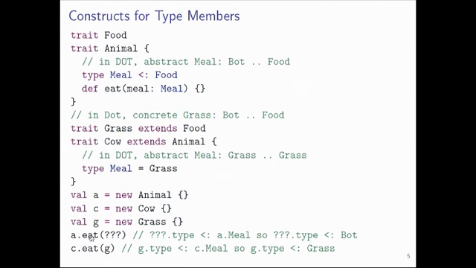If you have an animal, you can't really feed it anything if all you know about it is that it's an animal, because if I could feed an animal meat, then if it's a cow, that wouldn't be so good. The reason this works in the calculus is that whatever this type is, it has to be a lower bound of a.meal, and you don't really know what a.meal is, but you can open it up. Since we're doing subtyping on the right with meal, we open it up by looking at the lower bound, and here we have bottom. So we cannot feed it anything. On the other hand, if we have a cow, we can feed it grass for the same reason.